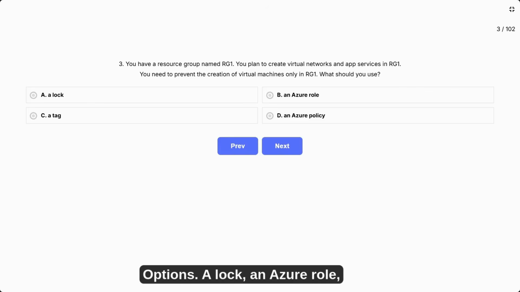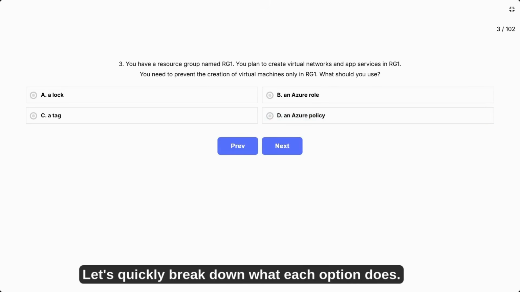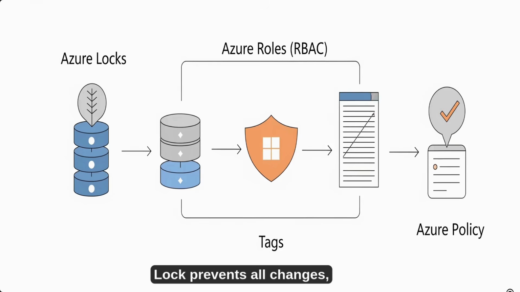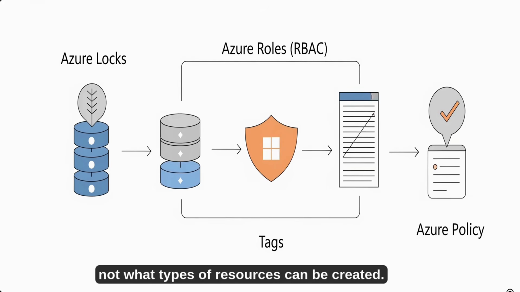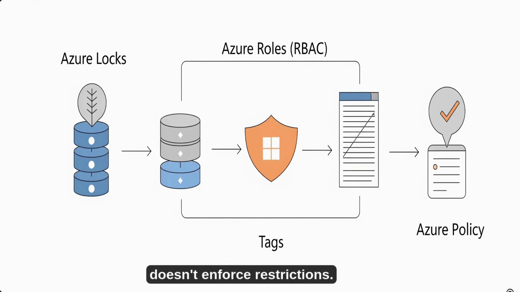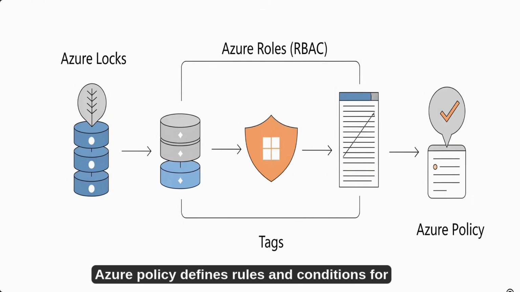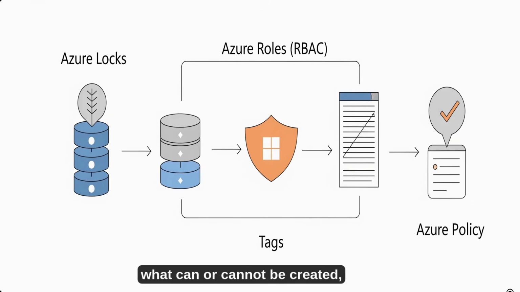Options: a lock, an Azure role, a tag, an Azure policy. Let's quickly break down what each option does. Lock prevents all changes, delete or read only, but not specific resource types. If you locked RG1, you wouldn't be able to create anything, not just VMs. Azure role, RBAC, controls who can do actions, not what types of resources can be created. Tag, just metadata for grouping billing, doesn't enforce restrictions. Azure policy defines rules and conditions for what can or cannot be created, e.g., deny VMs but allow other resources.